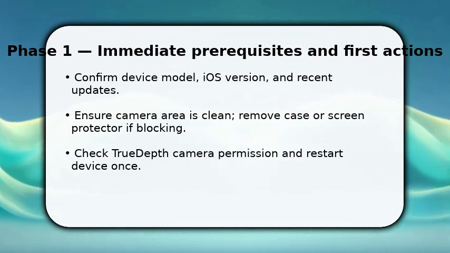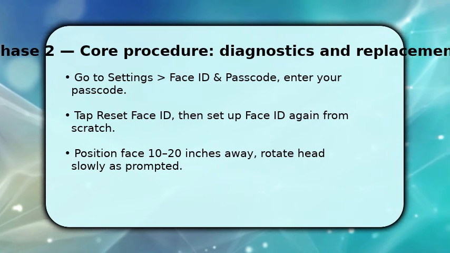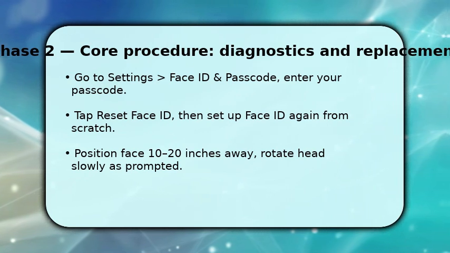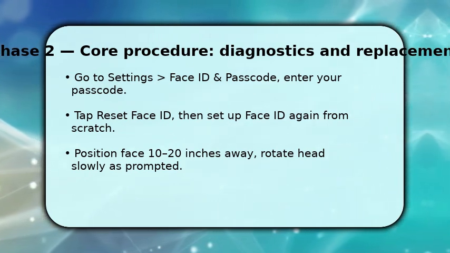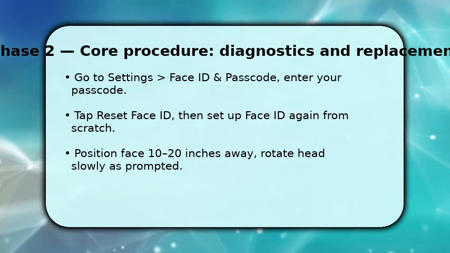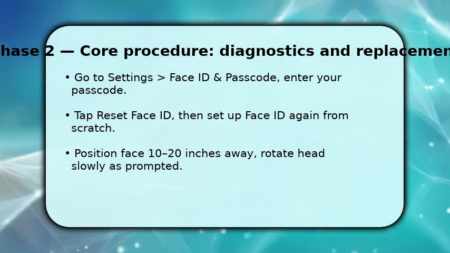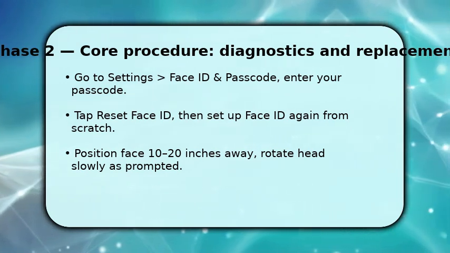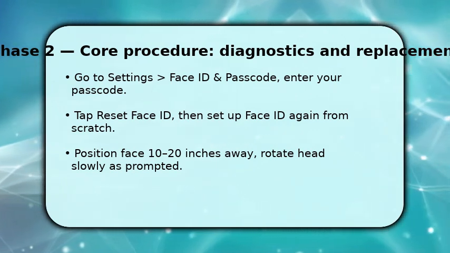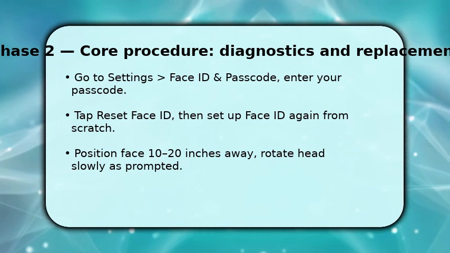Next, reset Face ID from Settings, Face ID and Passcode. This clears corrupted data and forces a clean enrollment. Enter your passcode, tap Reset Face ID, and immediately start the setup. Position your face 10 to 20 inches from the camera and follow the circular prompts while rotating your head slowly. Make sure ambient lighting is even and avoid backlight. If the setup fails repeatedly, try creating a second appearance after the first enrollment completes to handle glasses or masks.